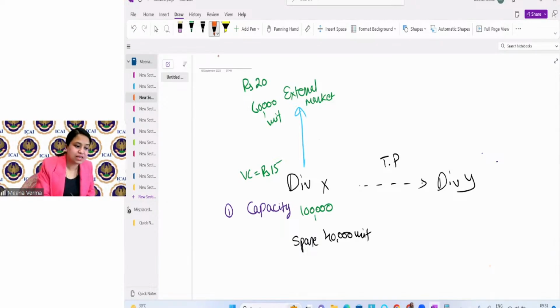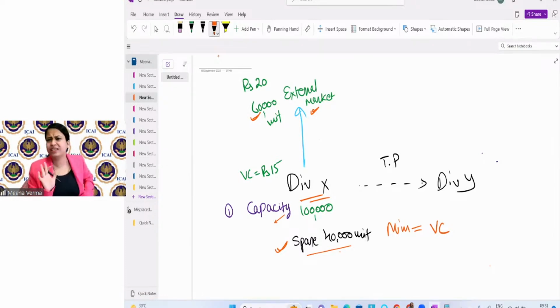You will see the capacity first. You will see the external market demand first. Then you will check whether the spare capacity exists. Yes. If the spare capacity exists, then what you will say? Look, in case there is spare capacity, the minimum expectation of division X will be only the variable cost. They want at least this much covered, that is the minimum. If it is more than that, very good, they will enjoy. But at least they expect to recover the variable cost.